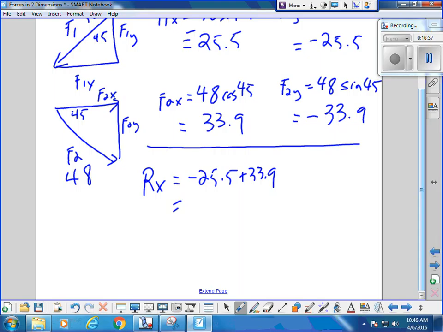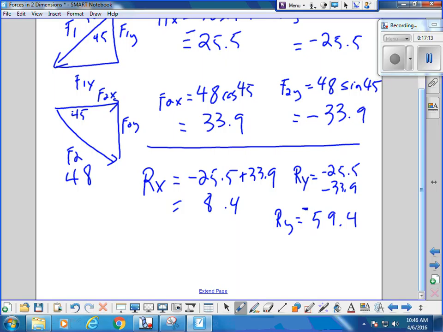33.9 minus 25.5. I might be able to do that in my head. 8.4. Yes. Ry is going to be minus 25.5 and subtract 33.9. I think I can do this in my head. We'll see here. 9 and 5 is 14. Carry 1, 8, 9. 59.4.